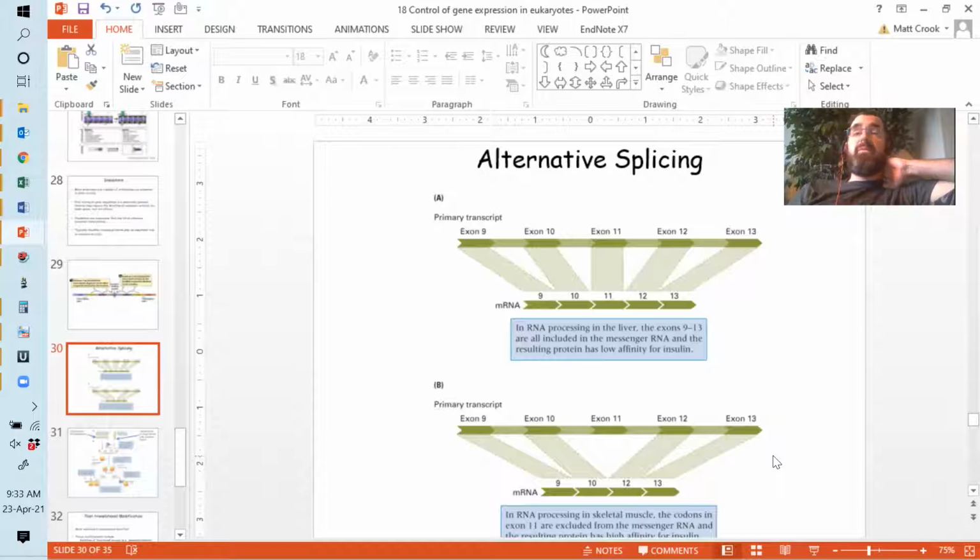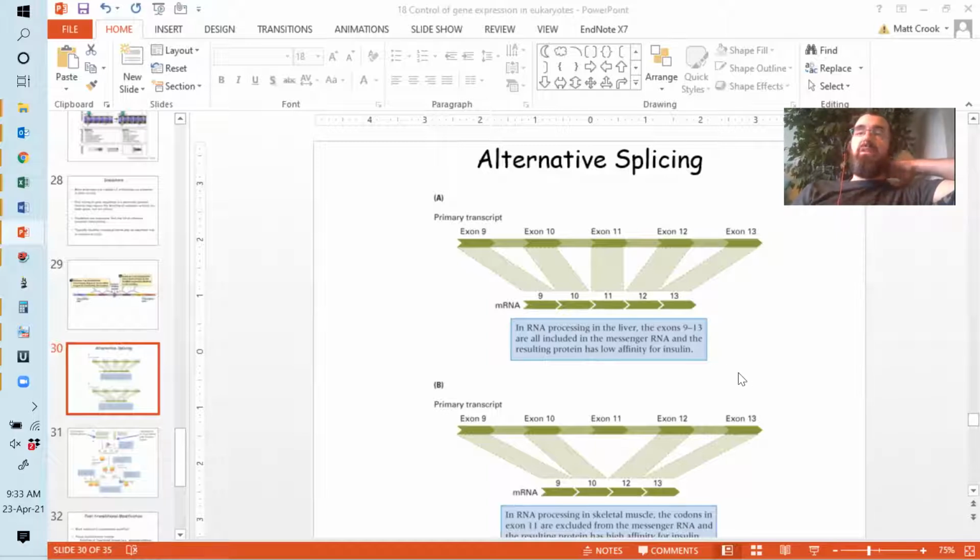When insulin levels are very low, you want to be able to detect low levels of it. Now that same protein, that same transcript, is not any different. The same transcript is produced from the same gene. The information is the same. Now we skip exon 11, so we splice that out as if it's an intron.